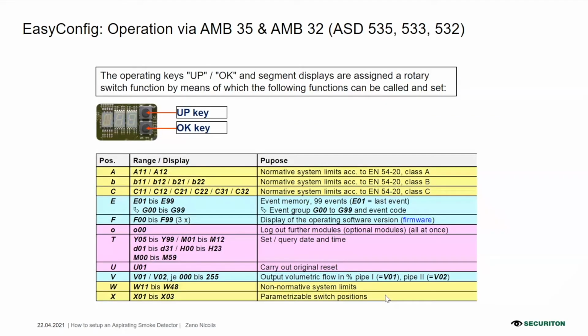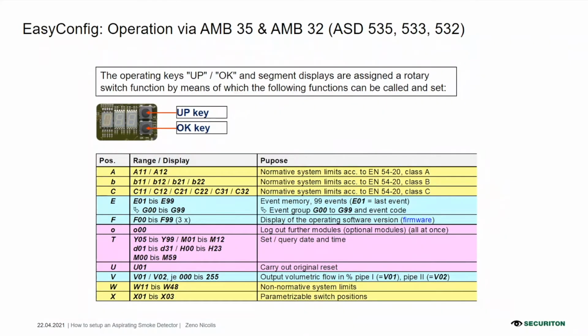So let's see how we do it with the ASD 535, 533, and 532. We use the 2 buttons on the motherboard and the 3-digit display. From here, it is possible to select all the parameters that we have seen in the previous slide. For further information, you can read the detector's technical documentation.